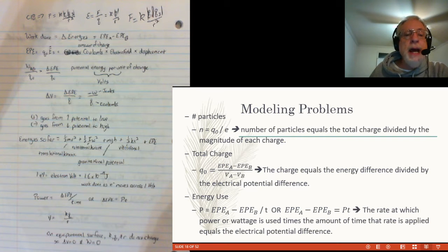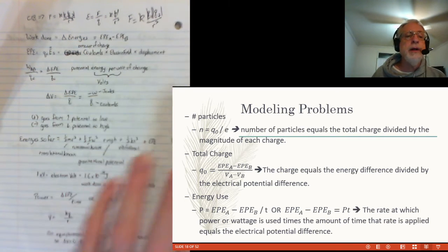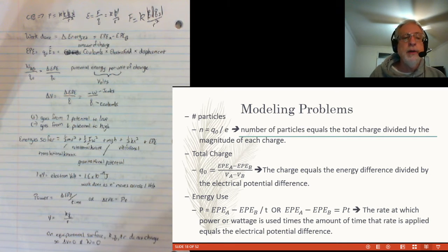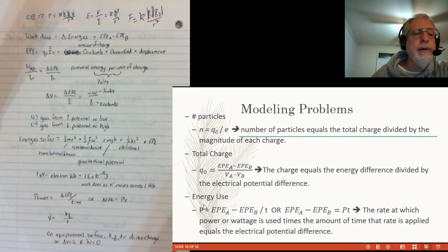So if I know the power and how long that power is applied for, I know what the electrical potential energy generated is. The rate at which power or wattage is used times the amount of time that it is used tells you how much electrical potential energy you could create. The first two are just conceptually working through things we already knew, and the last one is something new, applying power to it. But these are the kind of questions that you're going to want to keep an eye out for.